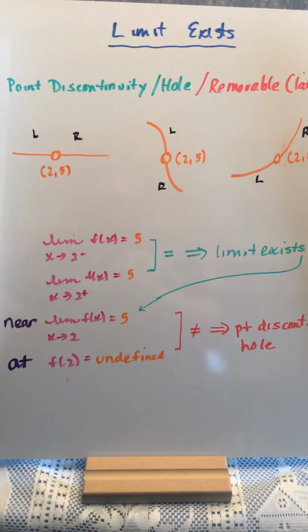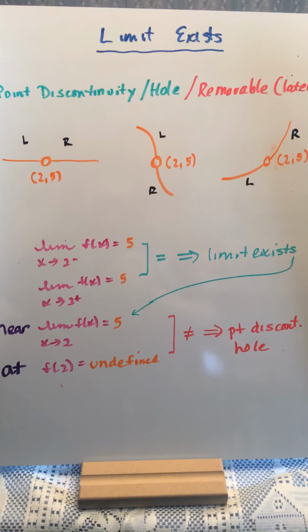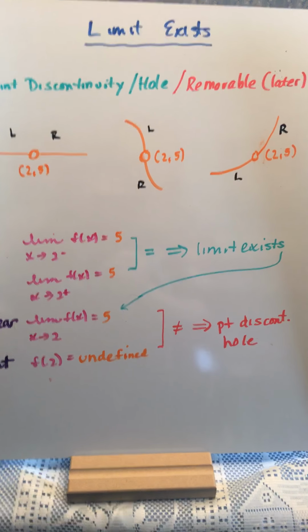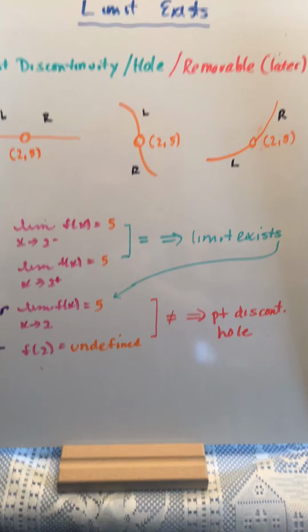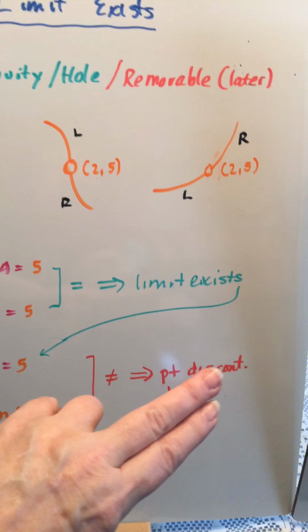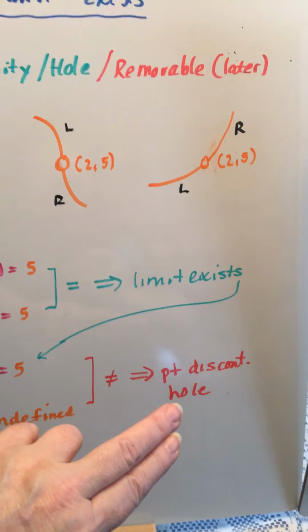That's what a limit means. Near 2, I'm near 5. But notice at 2, I'm undefined. There is a point missing. When these two are not equal, you always have a point discontinuity or a hole.